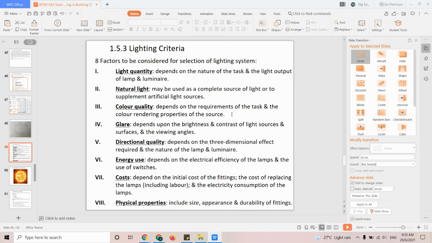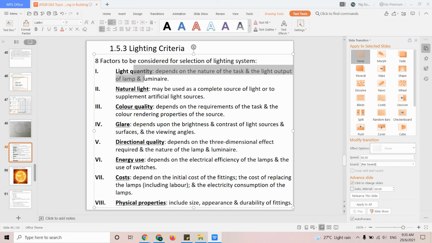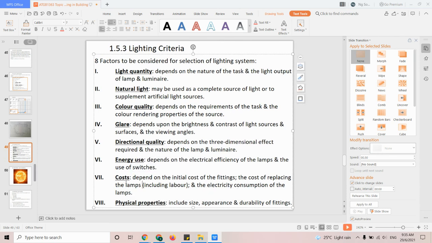So when it comes to selection of lighting, it's not just about costing, but there are actually a lot of factors to be considered. We have light quantity, natural light, color quality, glare, directional quality, energy use, cost, and physical properties. When considering what type of lighting, first we need to find out the nature of the area that we want to install the lighting in.